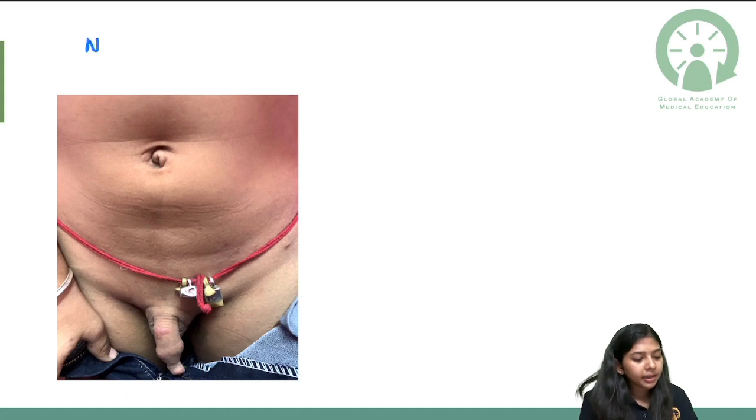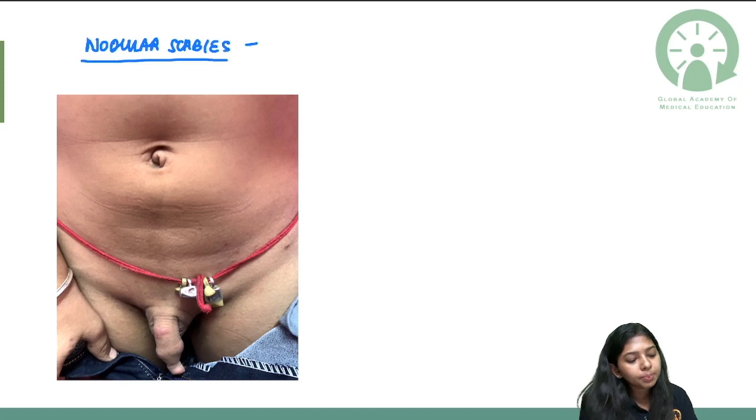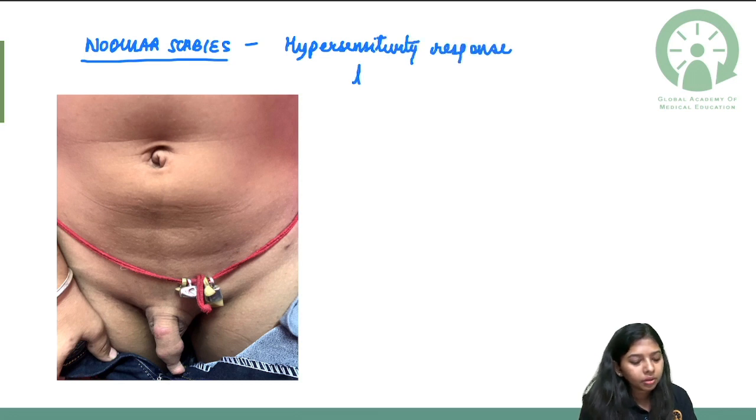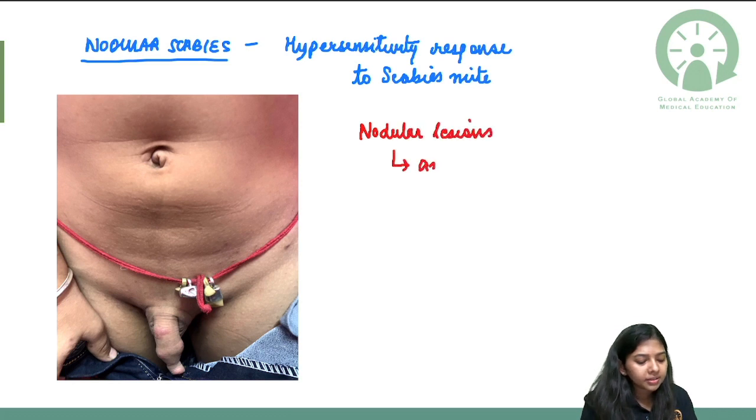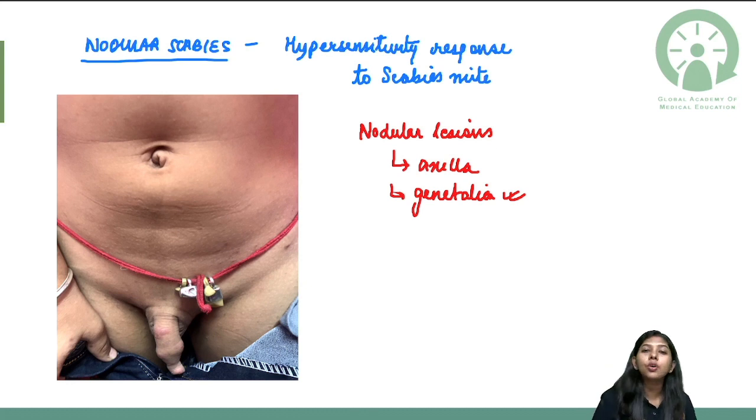Another scabies variant that you have to remember is nodular scabies. This is a hypersensitivity response to the scabies mite. Okay, what do you get? You get nodular lesions in the axilla or the genitalia, right? You get nodular lesions in axilla or genitalia. So this is another variant of scabies. See, you are getting nodules here, right? You're getting nodular lesions.